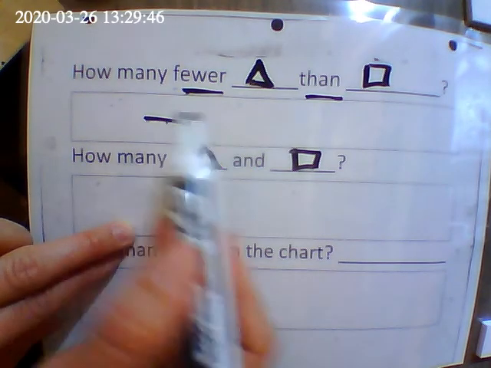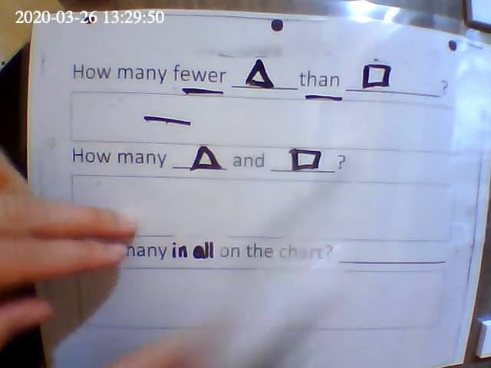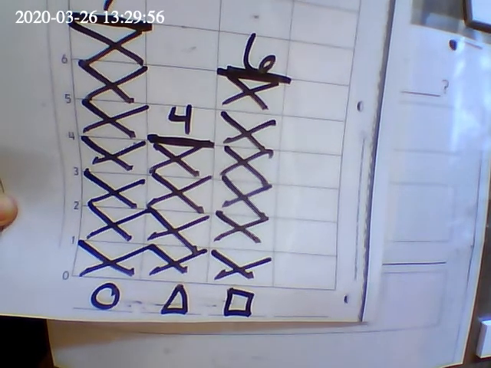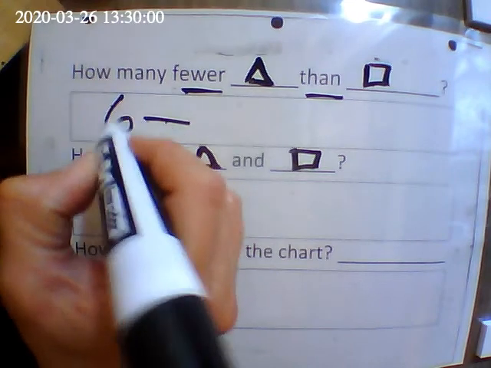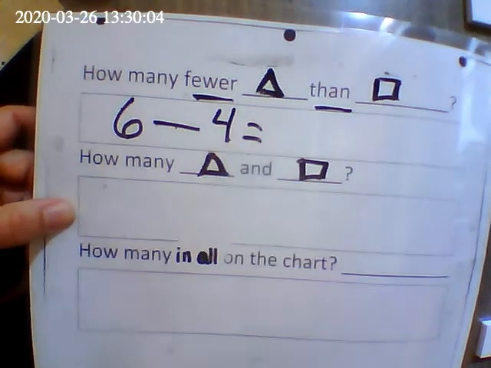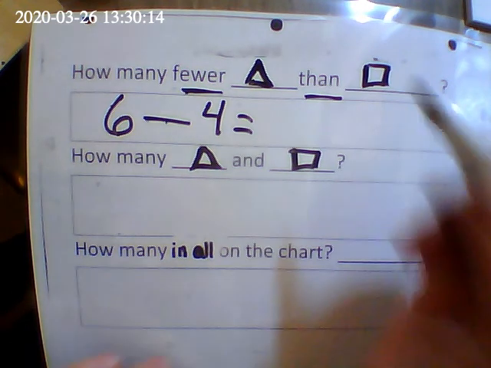So before we can write our equation, we need to decide, are there more triangles or are there more squares? And we see 4 triangles, 6 squares. Which one would go first? The 6 squares. 6 minus the 4 triangles. So solve that. 6 minus 4 equals, go. And the answer would be 2.